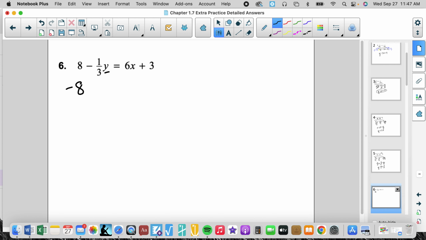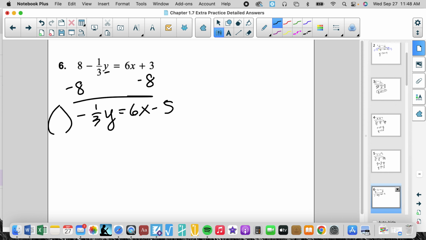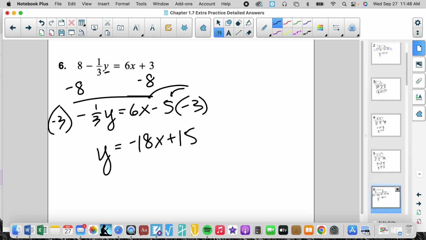Isolating y, we're going to get rid of that 8. By subtracting 8, we get negative 1/3 y equals 6x minus 5. I'm going to multiply by the reciprocal, which is negative 3. And I'm going to remember to multiply everything by negative 3. That would give me negative 18x plus 15.